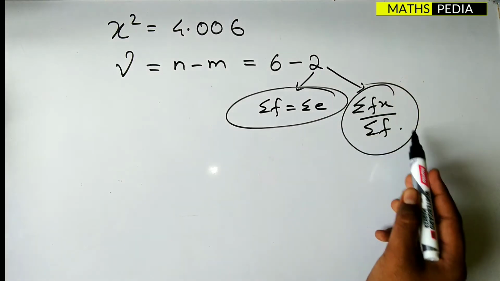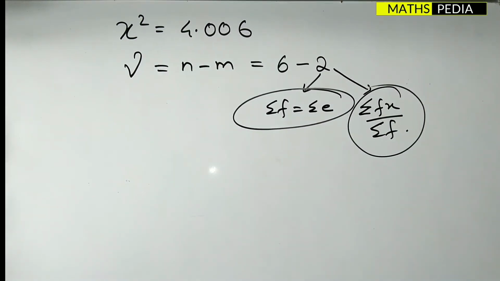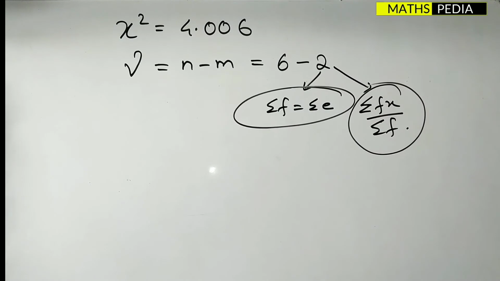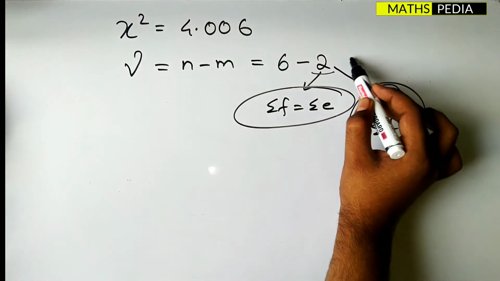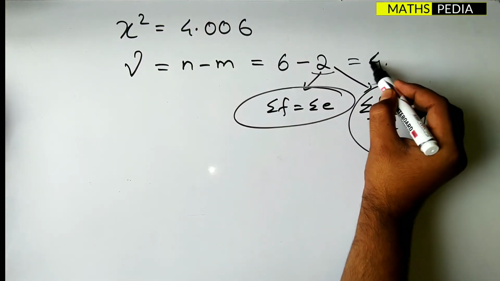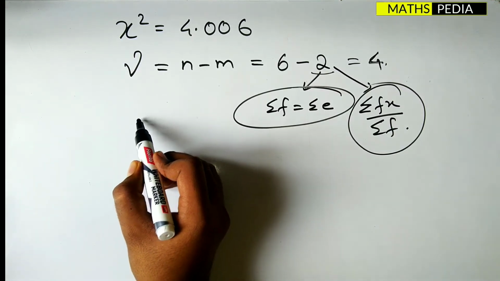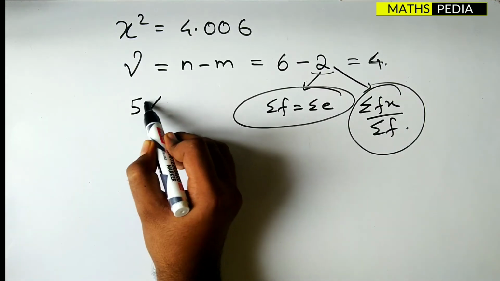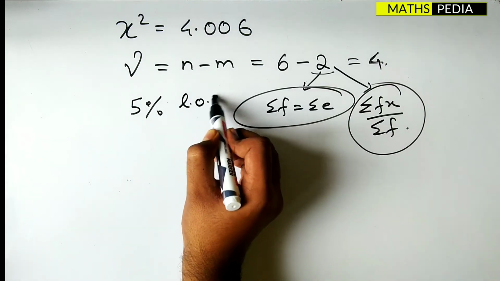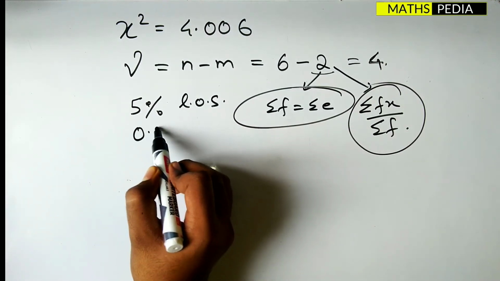Whenever you have to find the mean, that means whenever the parameter of the binomial distribution is not known, we have to find the mean, so we take m as 2. So the degree of freedom will be 4. One more factor is the level of significance. It is given in the question as 5% level of significance, so therefore it is 0.05.